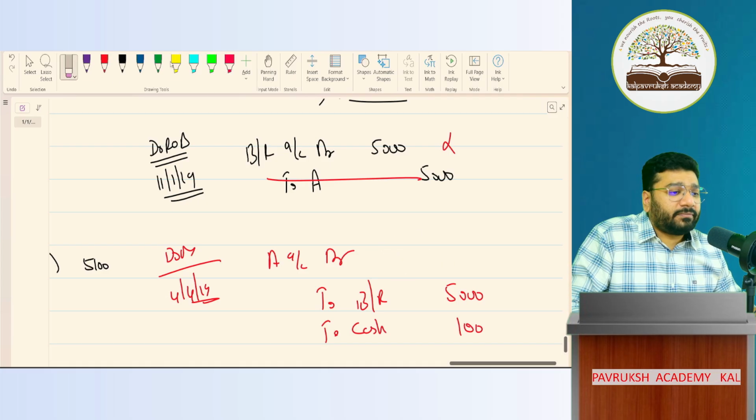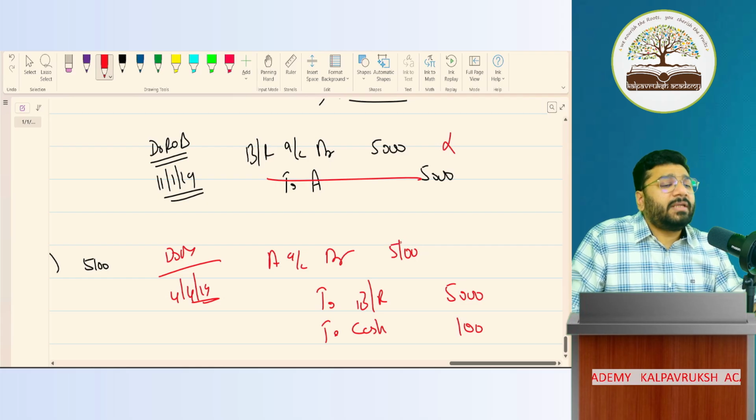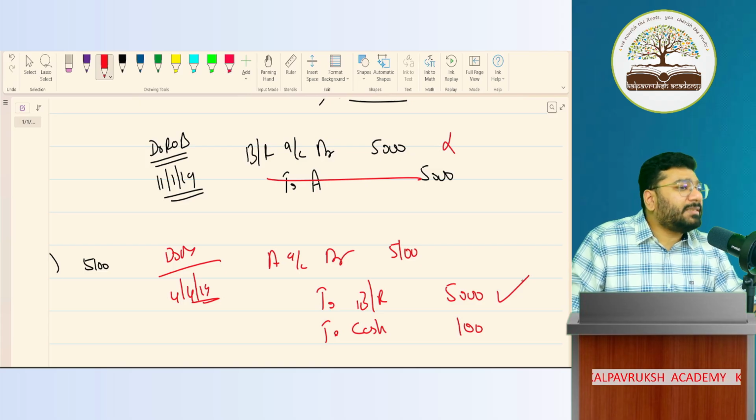So one more time, sir. No problem. Upon dishonour of the bill, the bill will lose its validity. So the asset is no longer an asset. To cancel the asset, you will give a credit. On the very same day, you took the notary public along with you and made a payment of 100 rupees to him.